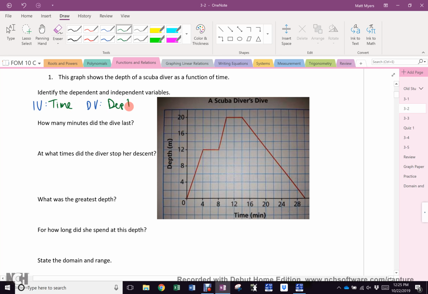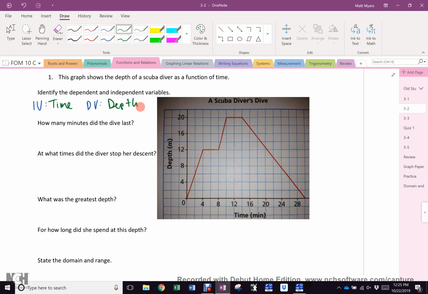Now, let me put this to you another way. You're the scuba divers. I'm the guy on the boat. Is time passing for me? Have I gone underwater? No. Everybody understand? Independent variable is the one that's the same for everyone, whether you're part of the graph or not. Everybody cool? All right.